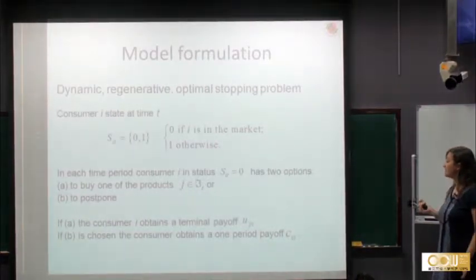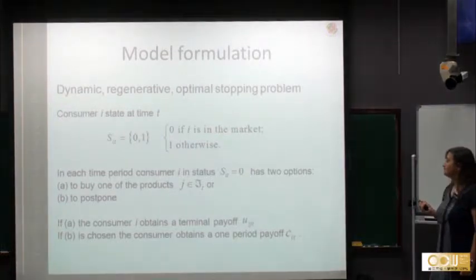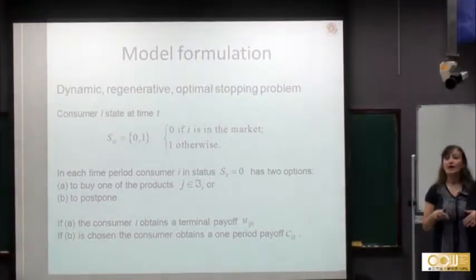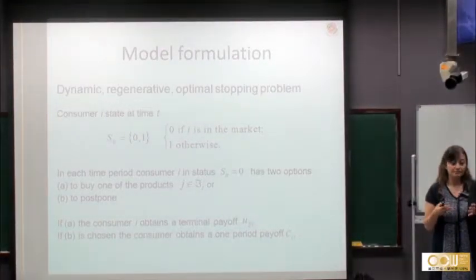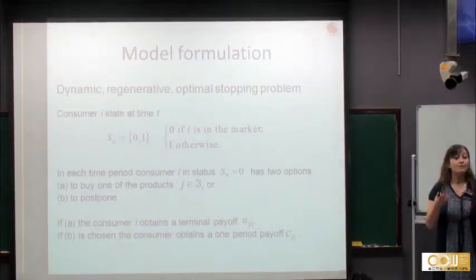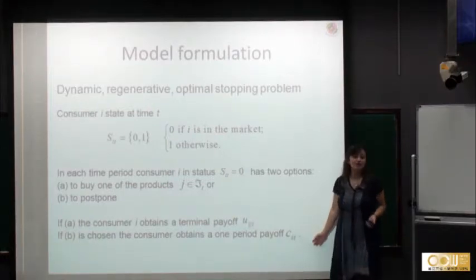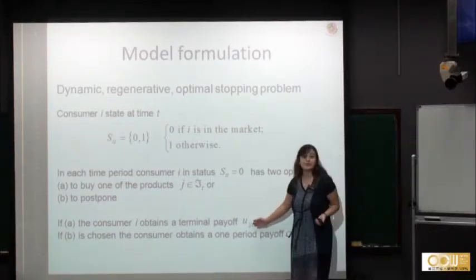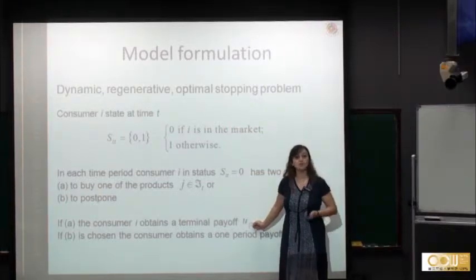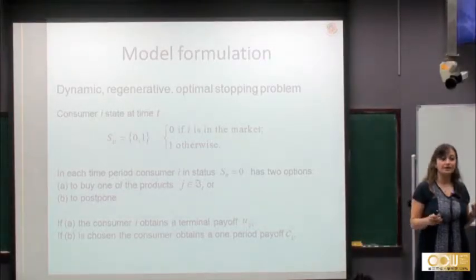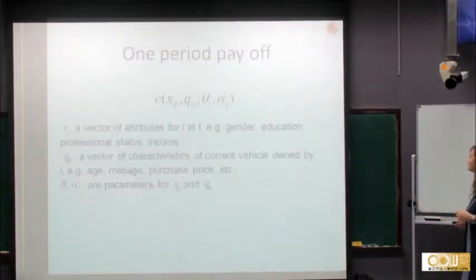Otherwise, you have another choice in this framework, which is to wait, and still you obtain a utility, called the one period payoff. When you wait, you have an expectation of a better quality product over time. This is the main difference, right? In static discrete choice modeling, the only thing we have is a utility that you get when you make a choice or when you buy a product. Here you also have this one period payoff, which is the utility that you have when you wait for something better in your life.